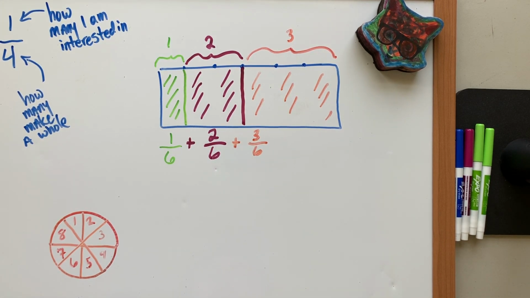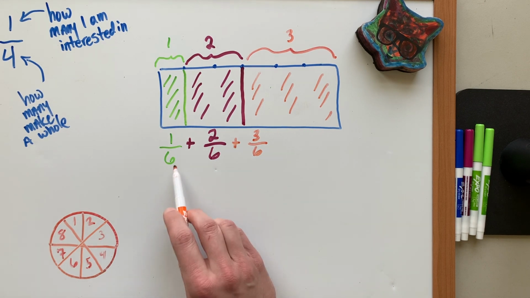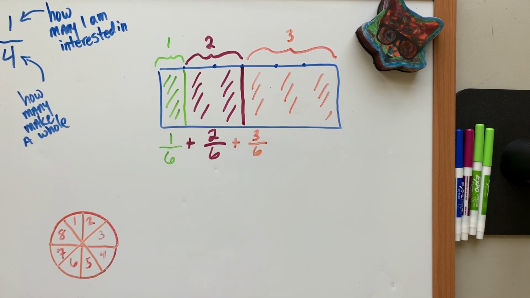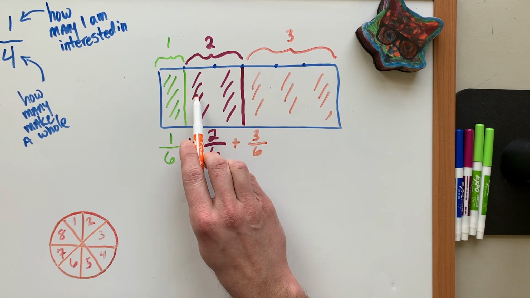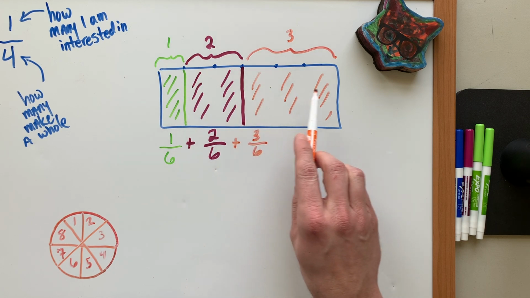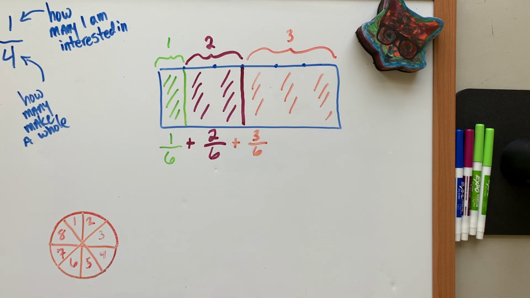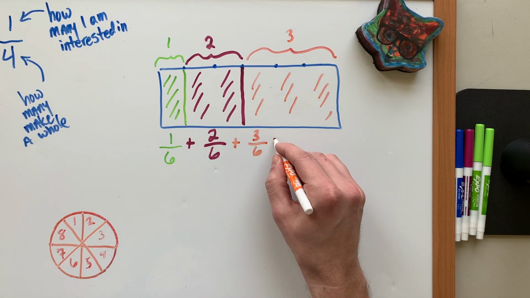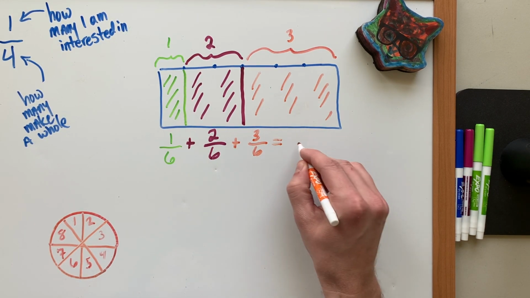And look at how in all of these fractions, they all have a denominator of 6. Why is that? Because 6 pieces make up the whole yard. 1, 2, 3, 4, 5, 6. The yard is divided into 6 pieces, so the denominator is 6 because 6 pieces makes up the whole yard.